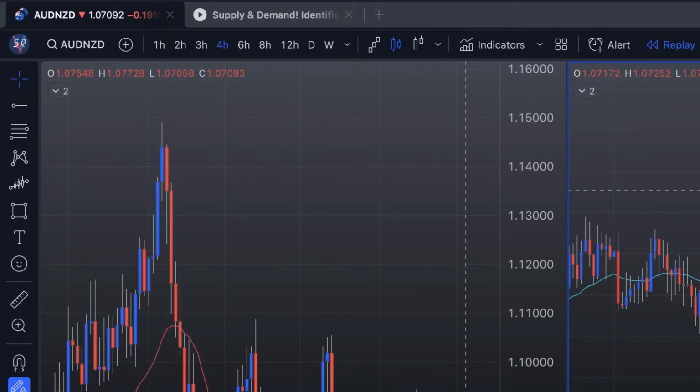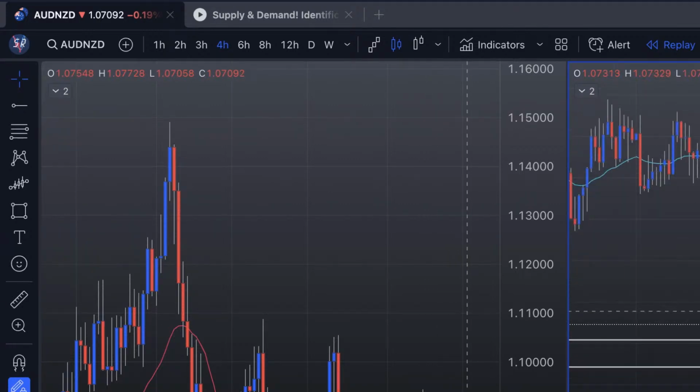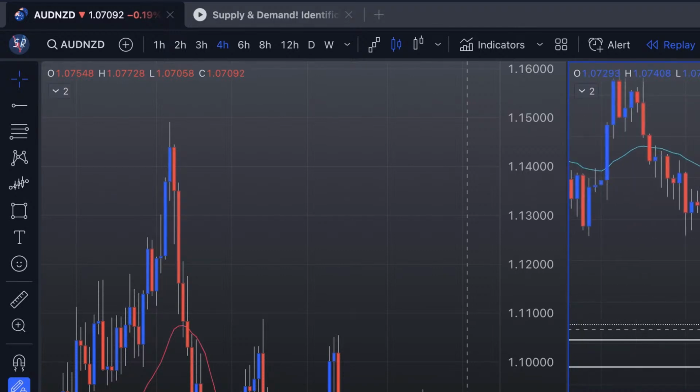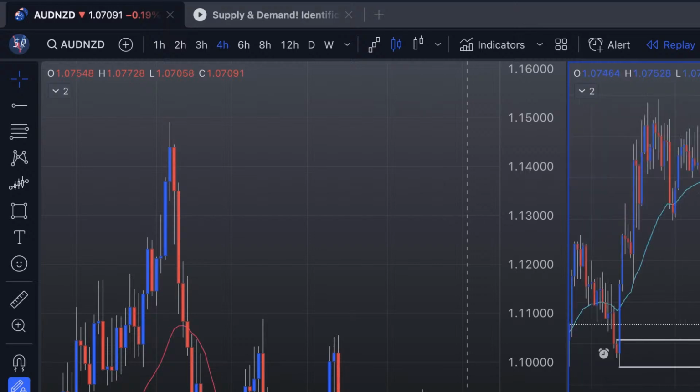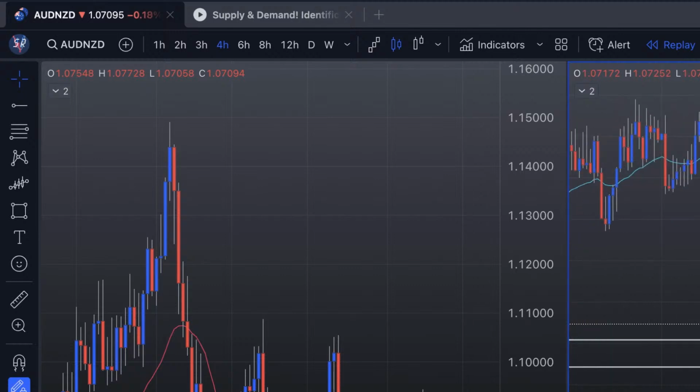Aussie Kiwi came up into supply here, demand here. You can see demand, price gets pushed up; supply, price gets pushed down. Pretty simple. Now this demand here, that's gone. We've got demand here. Not sure if I'm going to trade that based upon how close the nearest supply is. Here's the nearest supply.